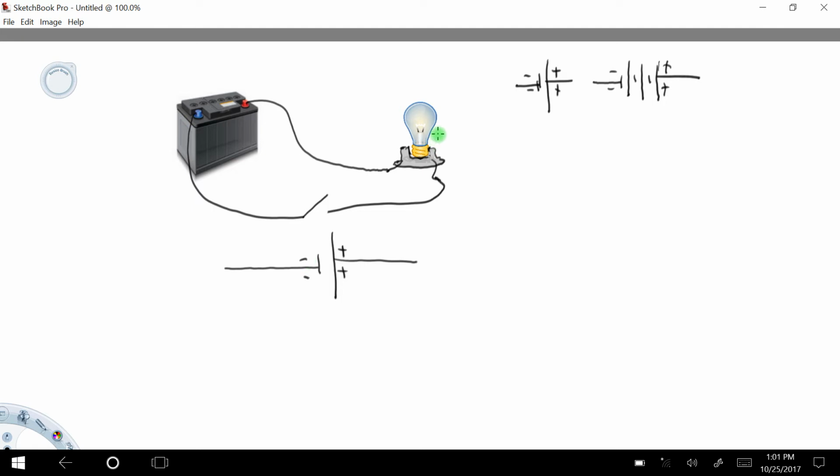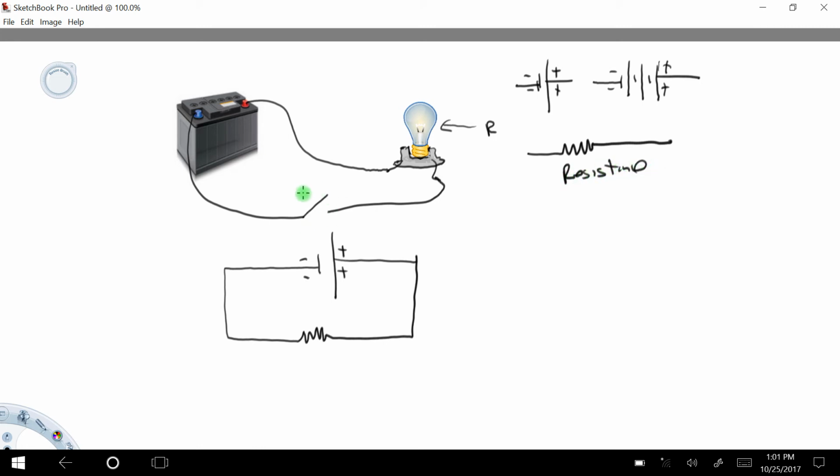Now, the light bulb here, in fact, all electrical devices, have some sort of electrical resistance, which I'm going to call R for this example. The light bulb would be represented in my picture with a resistor symbol, which looks like this. So again, this is our symbol for voltage, and this sawtooth looking thing is the symbol for resistance.